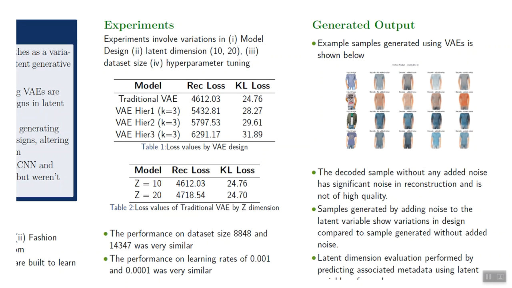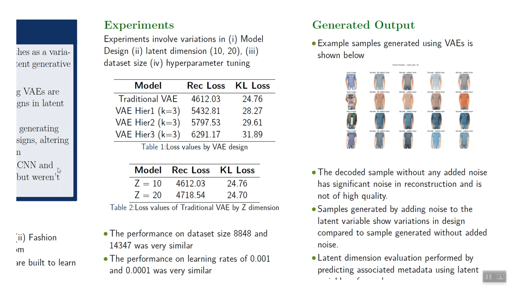The experiments performed here include trying out various model designs, as I have mentioned before. Different VAE architectures that were tried were a significant part of the experiments. The latent dimension was varied. I tried latent dimensions of 10 and 20 in various experiments that I conducted. The data size was varied a bit, and traditional hyperparameter tuning, trying to adjust the learning rates and other hyperparameters involved in the training, was also attempted.